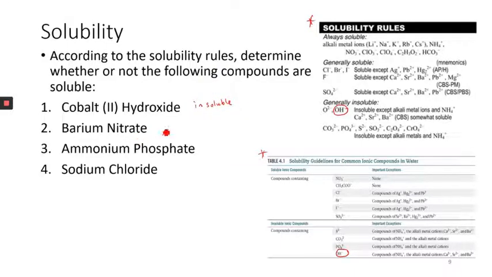Barium nitrate: all nitrates are always soluble. If you remember that, you don't even have to look at the table. Ammonium phosphates: all ammoniums are always soluble. Sodium chloride: you find chloride here. It says it is soluble unless it's bonded with silver, lead, or mercury. This is sodium, not one of them, so it is soluble. So what does it mean that it's soluble? If you pour it into water, it will dissolve. Okay, it will dissociate. Insoluble, it won't dissolve at all.